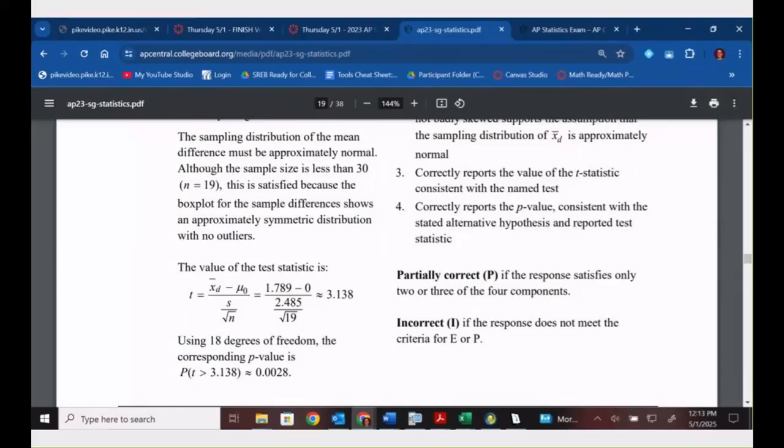Does anybody have any questions about scoring this one? Yes? So did we not have to mention randomness because we're basically saying we're trying to generalize to anyone who resembles the sample? You had to talk about random assignment, but you didn't have to talk about random selection because they are just trying to generalize to people that are like the ones in this study. Yes.